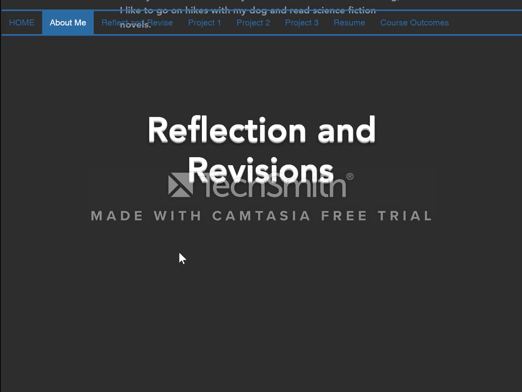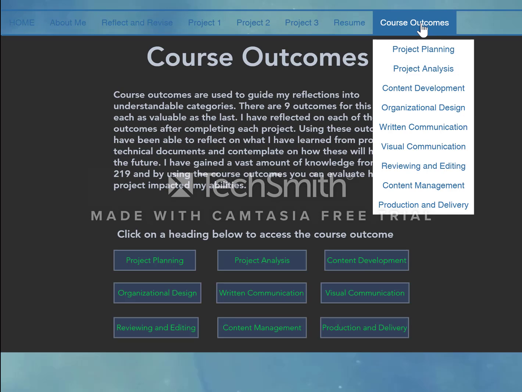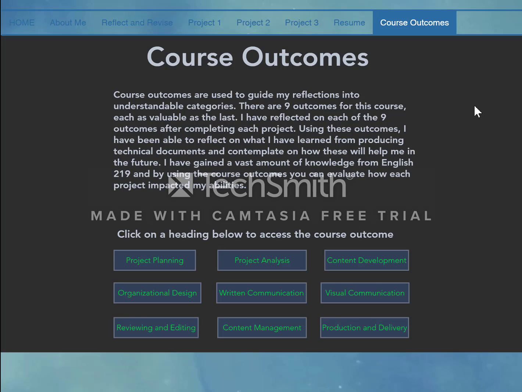This is going to be where my reflection and revisions are. Obviously, I'm making those at the moment, so I did a lot of changing to my course outcomes. If you can remember, I had one page, just this page, of text. It was a huge long page of text for each individual outcome, for each project. It was really hard to get through, not very fun to read.